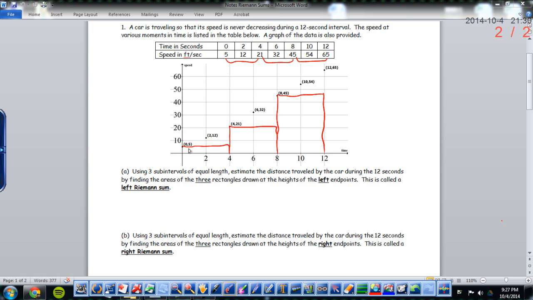And it makes sense that I'm finding the area of these rectangles, and that's going to represent the distance, because we all know that distance equals rate times time. And this rectangle right here is representing a time of 4 seconds at a rate of 5 feet per second. So if I travel 4 seconds at a rate of 5 feet per second, then I have traveled 20 feet over that interval. And then my next rectangle is an interval of 4 seconds again, and the rate is 21. And then the third rectangle, the length of the interval is 4 again, and the speed is 45.